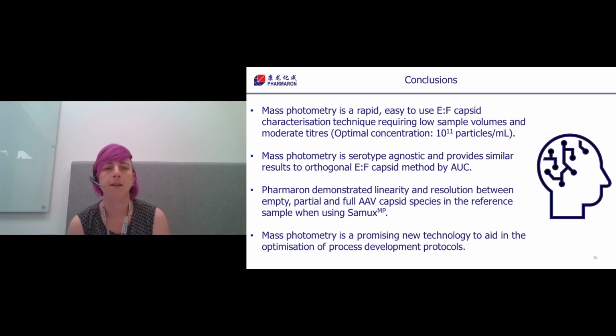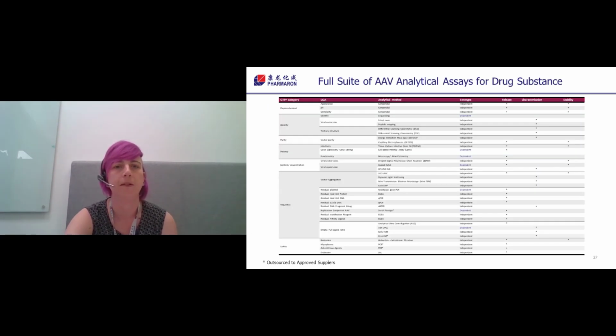At Pharmaron, we were able to demonstrate linearity and resolution between empty, partial, and full AAV capsid species in the reference sample. So mass photometry appears to be a promising new technology to aid in the optimization of process development protocols. So at Pharmaron, we are constantly reviewing and adding methods and looking to leverage platform approaches wherever possible.